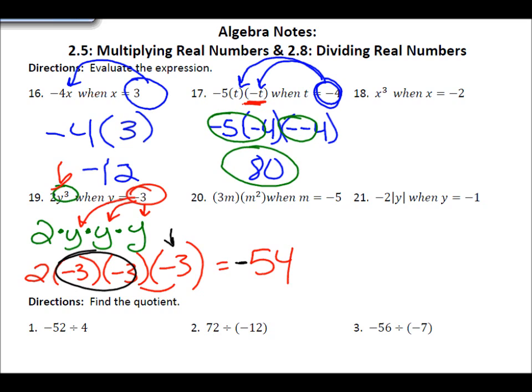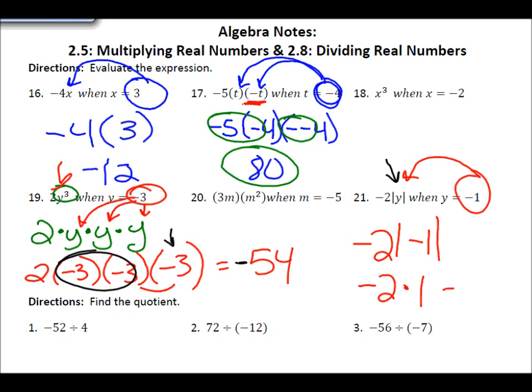Let's finish out with number 21. Number 21, remember this is our absolute value sign. Okay, it's not a parenthesis. So we're going to do the same thing. We're going to take -1. We're going to plug it in for y. So remember, our absolute value makes everything inside of it positive. So really what I have is -2 times 1. -2 times 1 is -2. Because 2 times 1 is 2. I have 1 negative, so it's going to make my answer -2.